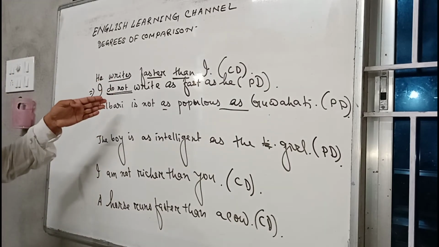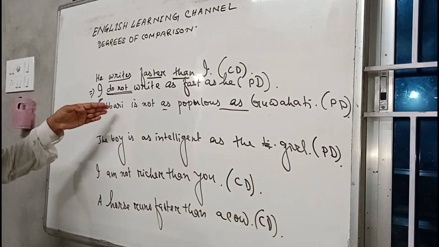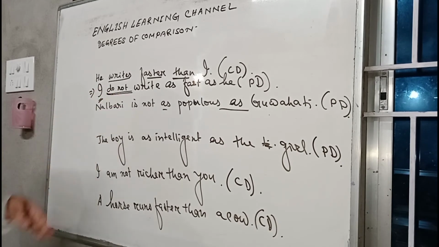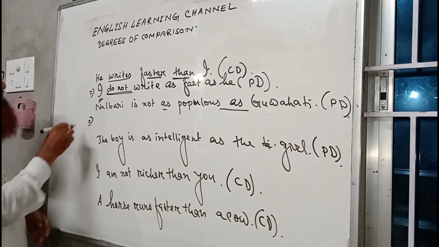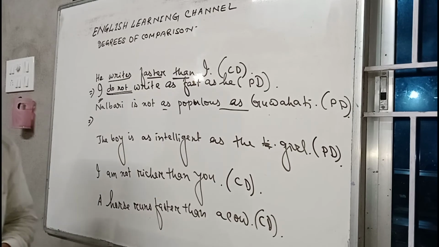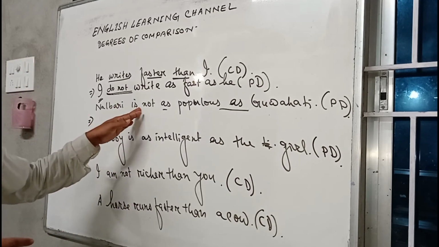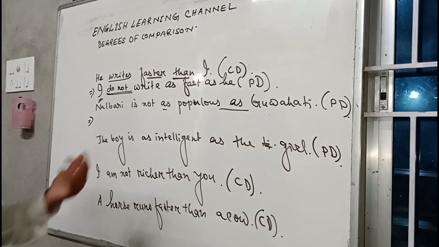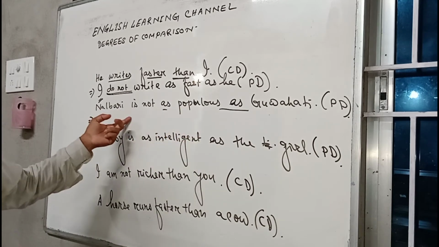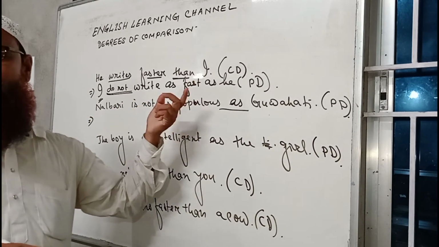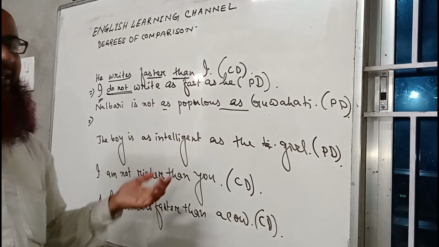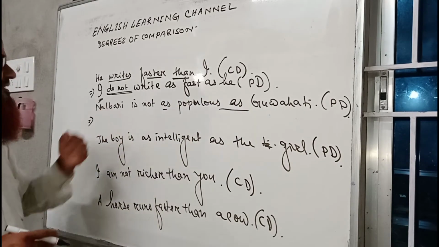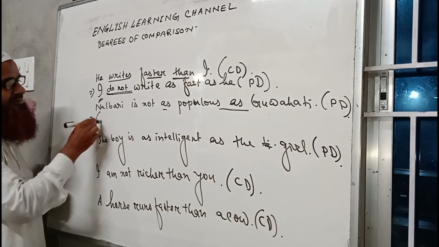So be very careful and note the sentence very attentively. Otherwise, we will not be able to see the difference. Okay? I do not write as fast as he. Again, you see here, Nalbari is not as populous as Guwahati. That means what? What is the meaning of this sentence? Guwahati is more populous. Here populous is the adjective, and it is not a monosyllabic word. That is why you have to put more before the word. So you have to write Guwahati is more populous than Nalbari. Okay?